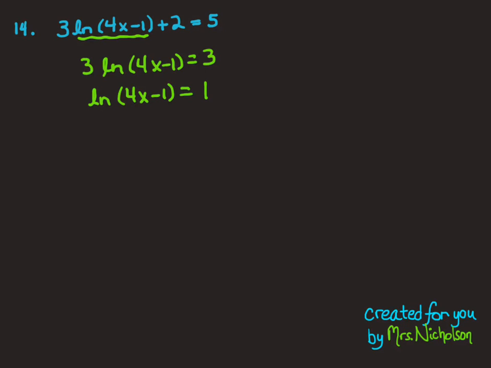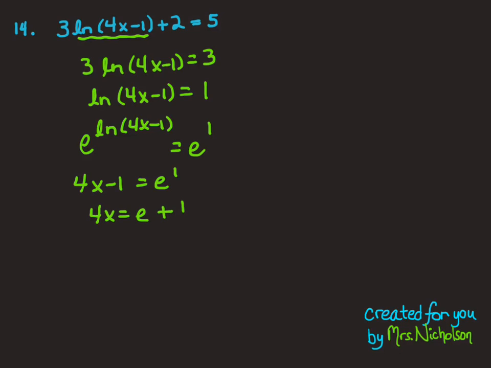So now to undo the log, I'm going to make both sides exponents. And I'm going to choose e as my base because natural log has the base of e. So e to the natural log of 4x minus 1 equals e to the 1. The e and the natural log undo each other, and I'm left with 4x minus 1 equals e to the 1. And now all I need to do is solve for x. I'm going to add 1 to both sides, and then finally divide by 4. So e plus 1 divided by 4 is our final answer.